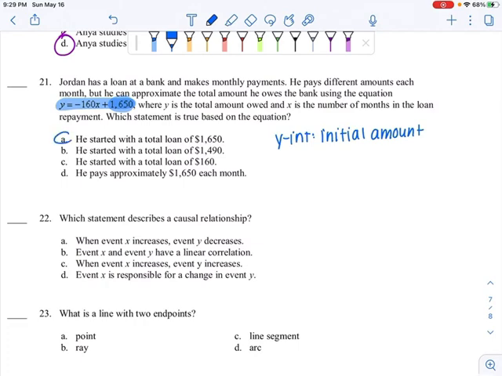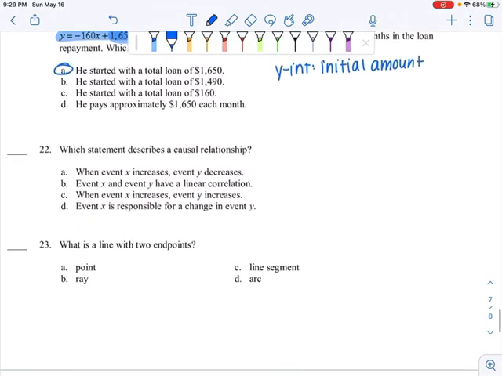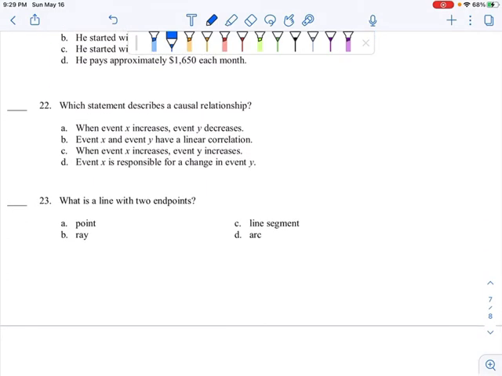Okay, 22, which statement describes a causal relationship? So right here, we're talking about causal. Okay, this one might be a little tricky, but if we go through: when event X increases, Y decreases. No. Event X and event Y have the same linear correlation. Nope. C, when event X increases, Y increases. D, event X is responsible for a change in event Y. Yes. So X is responsible for the change in Y. Okay, that's what makes it causal.